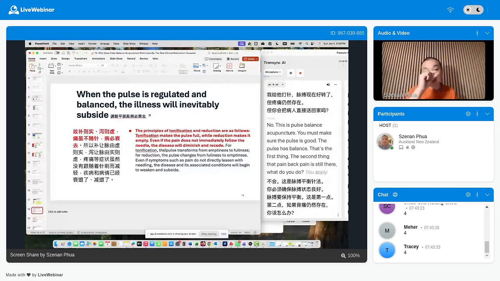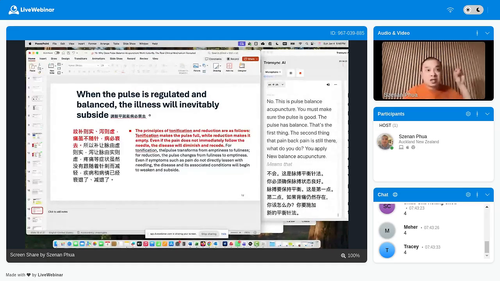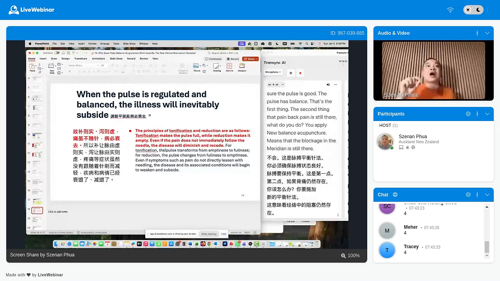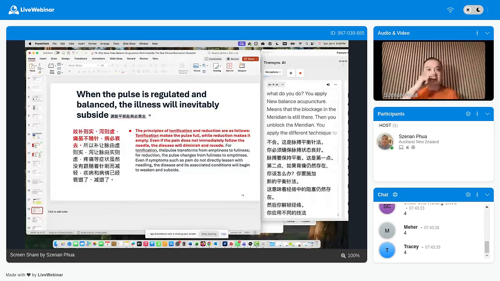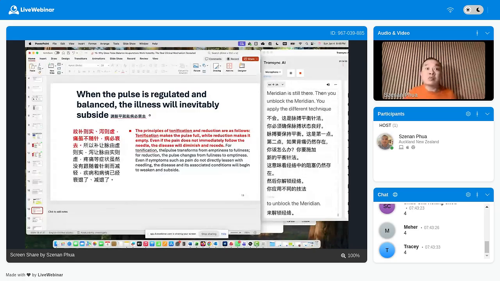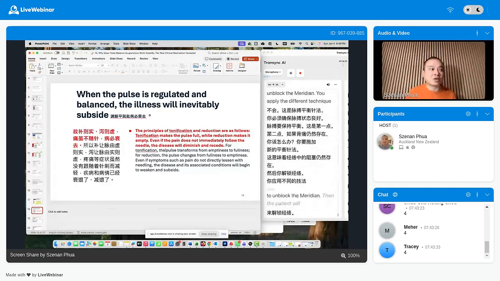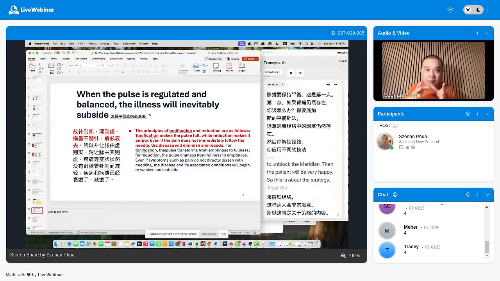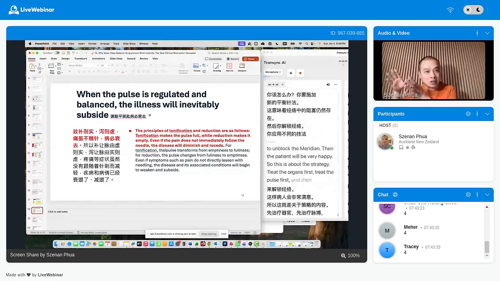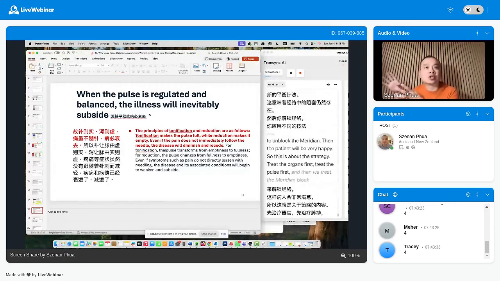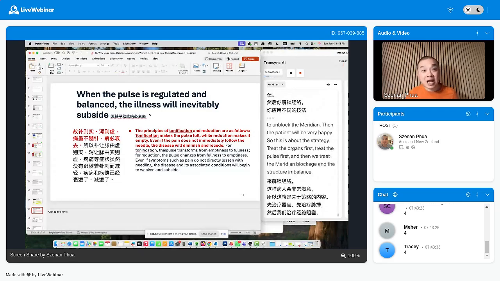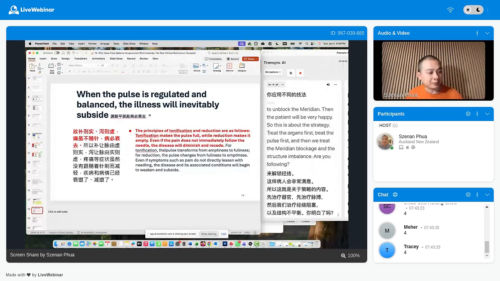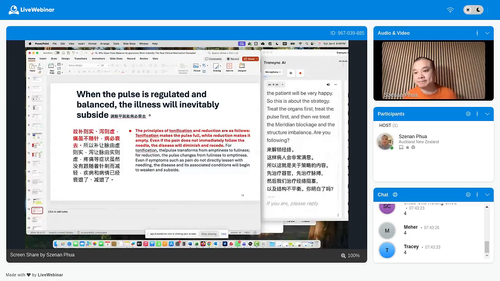It means that the blockage in the meridian is still there. Then you unblock the meridian. You apply a different technique to unblock the meridian. Then the patient will be very happy. So this is about the strategy. Treat the organs first, treat the pulse first, and then we treat the meridian blockage and the structural imbalance. Are you following? If you are, please reply 5.